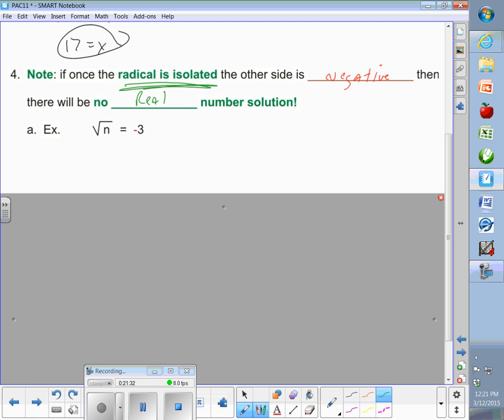Later on, when we get better in our math and get higher in our math, we'll begin to look at all possibilities. But right now, there's no real solution. And we don't do anything at this point. I don't square both sides. I stop and say, oh, my radical is isolated. The other side's a negative. And I say, no real solution. That's it. That's all I do. No real solution.